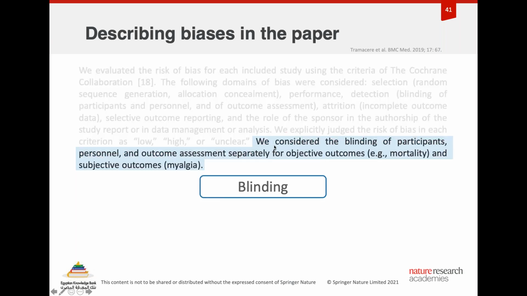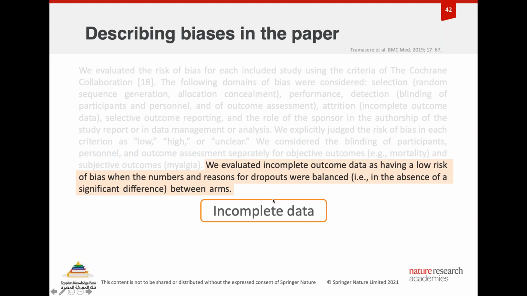Now, in terms of blinding, they said we consider the blinding of participants, personnel, and outcome assessments separately for objective outcomes, such as mortality, and subjective outcomes. Of course, if you have subjective outcomes, being blinded is going to be really important. For objective outcomes, blinding of the assessors is always good, but it's not going to be a necessity. But for subjective outcomes, it will be even more important to ensure that the assessors are blinded in this study. They also talked about incomplete data.